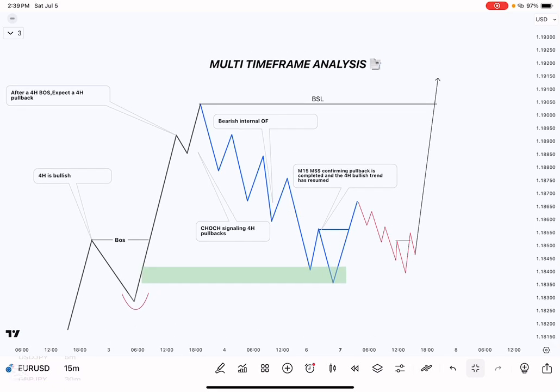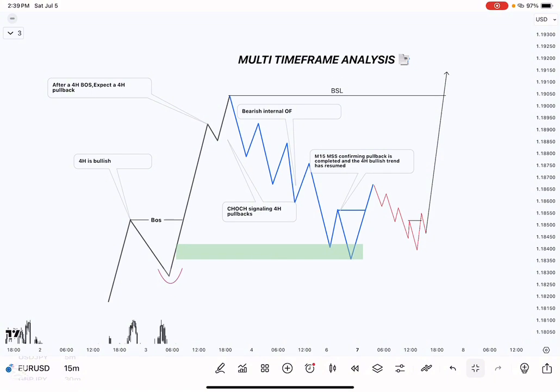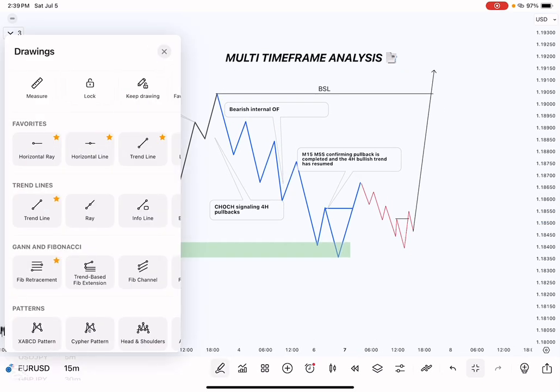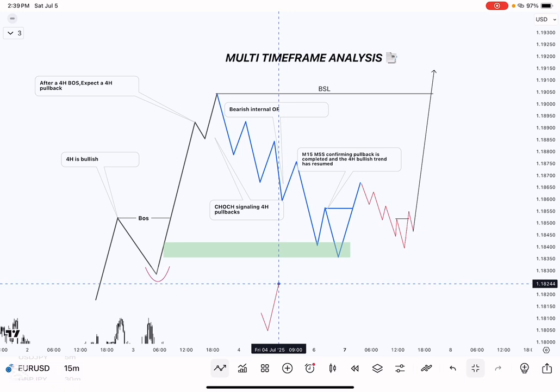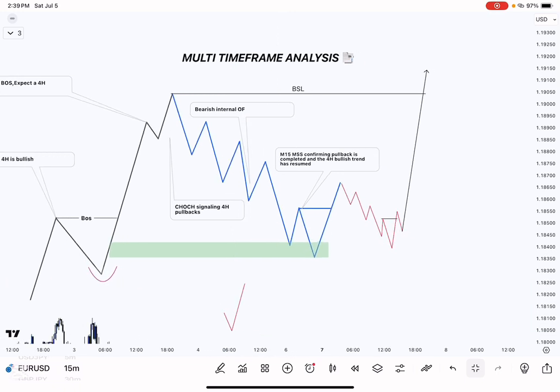The first thing you want to do is start from a higher time frame. In this depiction, I'm working my 4-hour time frame. What I want to look for on the 4-hour time frame is a break of structure to the upside. In a bullish example, a break of structure to the upside indicates bullish price action. Now, I want to wait for price to pull back.